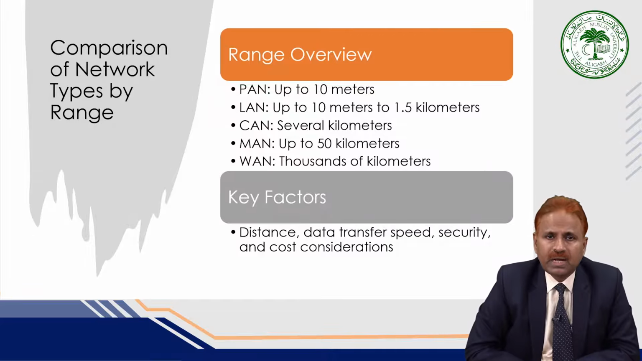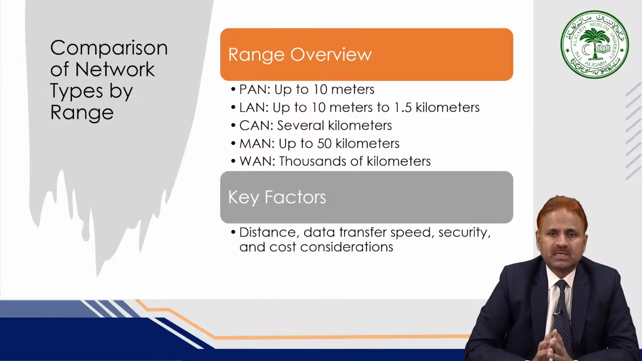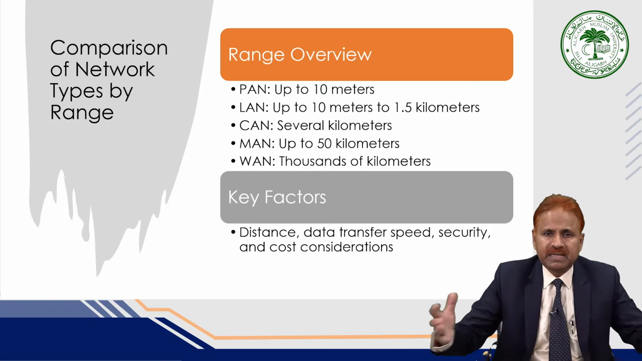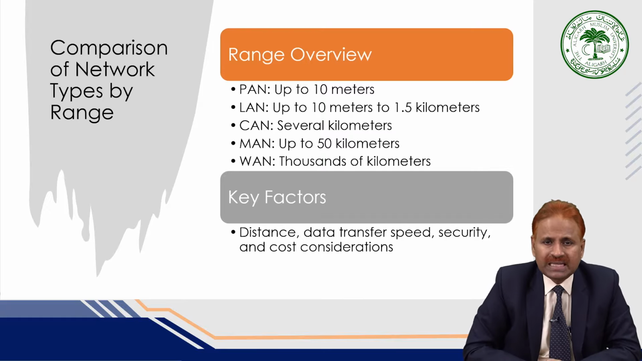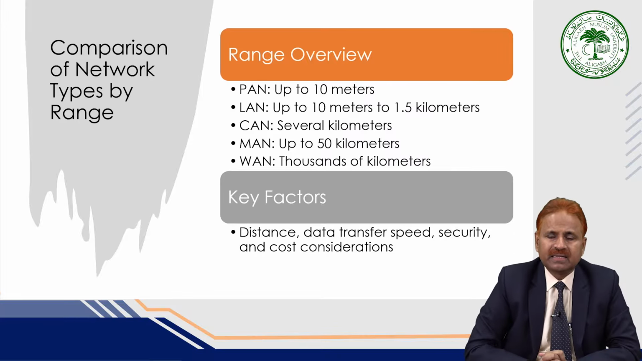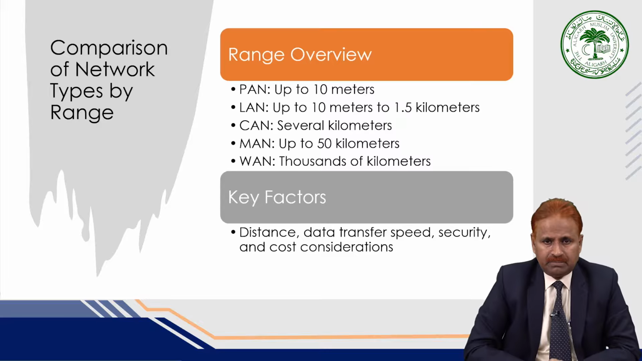If you would like to compare the networks in terms of scale and geographical span, I have already discussed that a PAN spans up to 10 meters, while a LAN spans from 10 meters to 1.5 kilometers. A CAN, campus area network, covers 1 to 5 kilometers. A MAN covers up to 50 kilometers, while wide area networks cover thousands of kilometers.